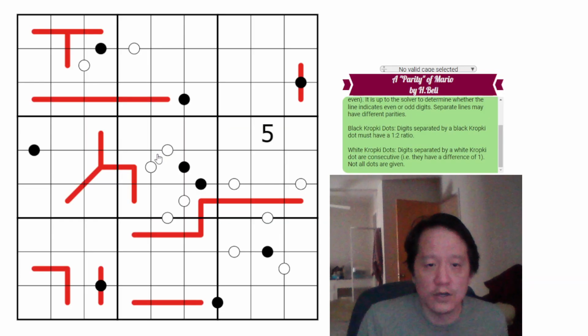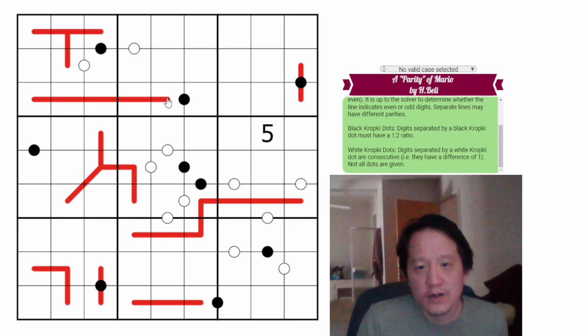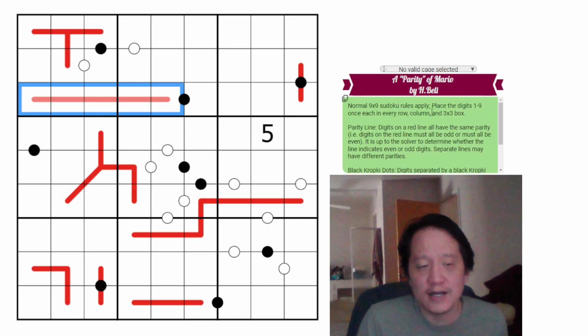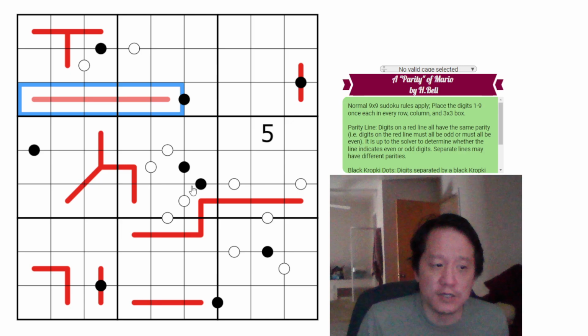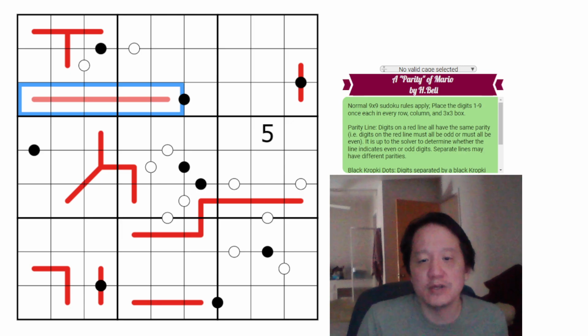Let's go. Okay, so parity. Everything on this line has to have the same parity. We know there are only 4 even digits in 1 through 9, so this has to be odd parity. So all of them are odd. So this has to be 1, 3, 5, 7, 9.